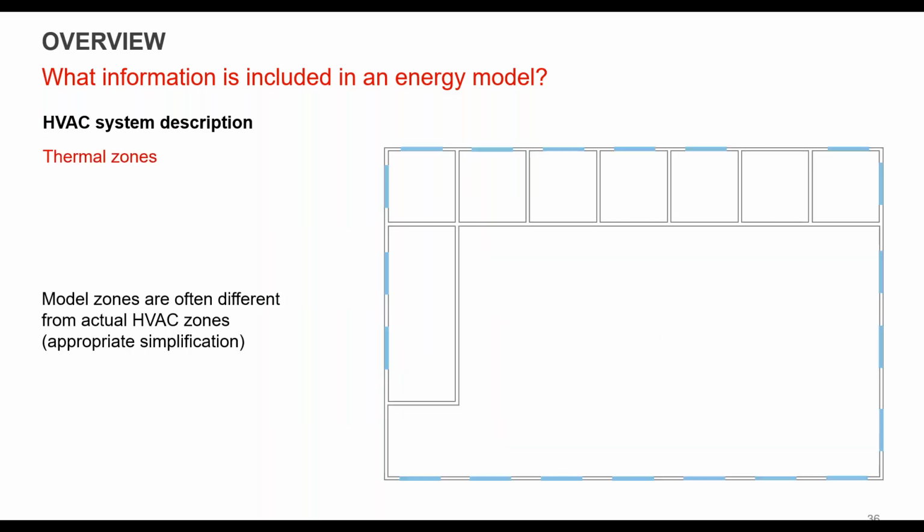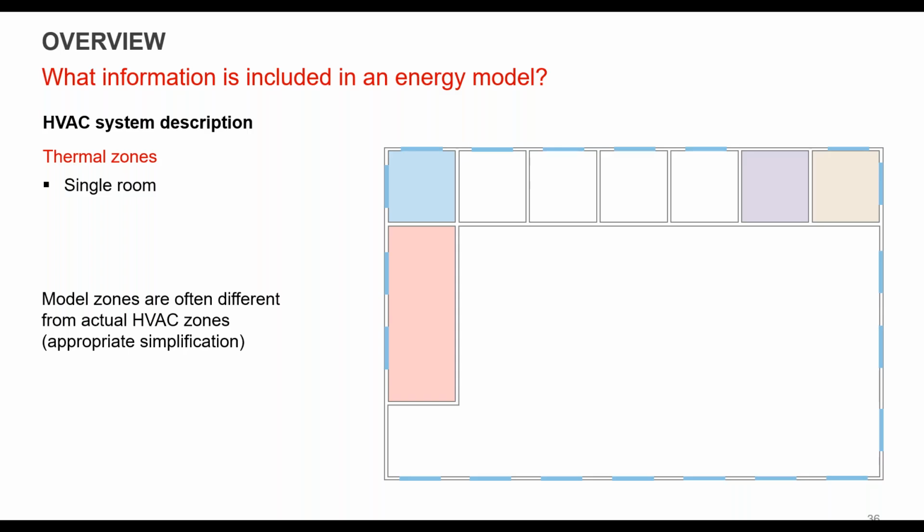So, thermal zoning. Your zones in a model might not necessarily be the same as actual HVAC zones, because you might have a lot of similar adjacent spaces that have the same functionality. In an energy model, in that case, it's appropriate to combine similar zones as long as they have similar characteristics. But a thermal zone could be a single room, it could be a set of rooms, it could potentially even be part of a room.